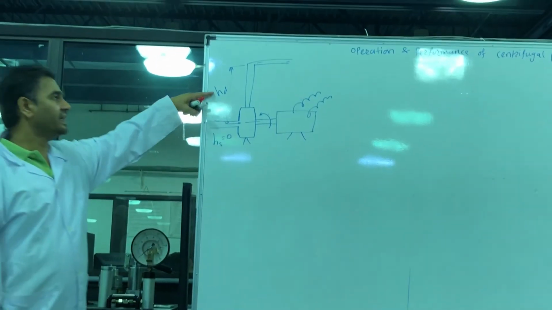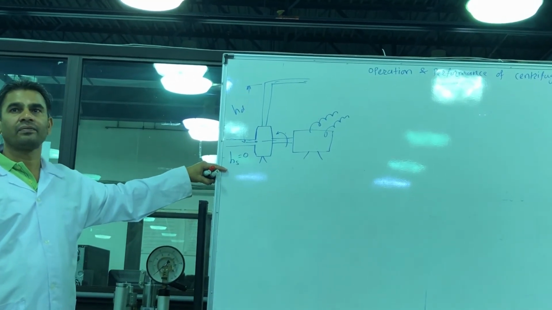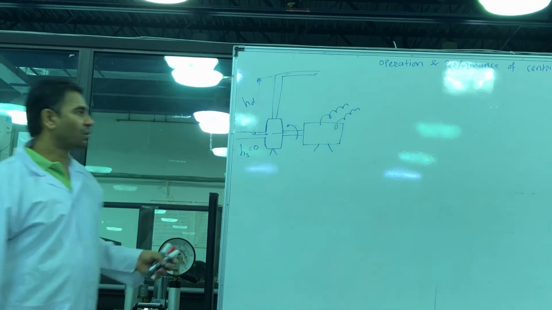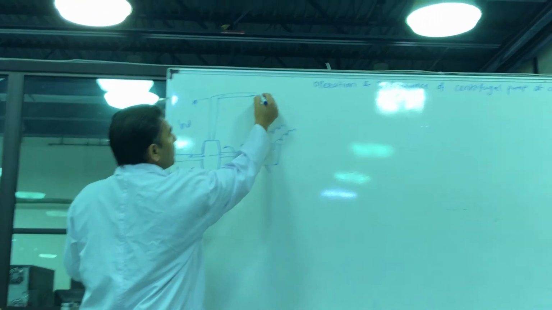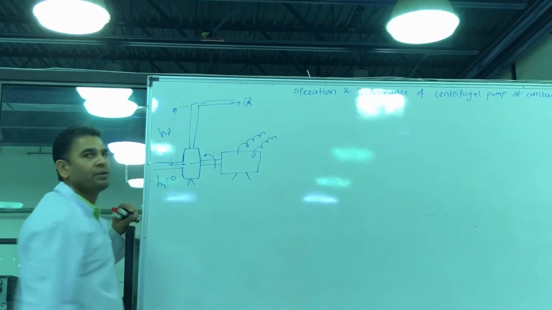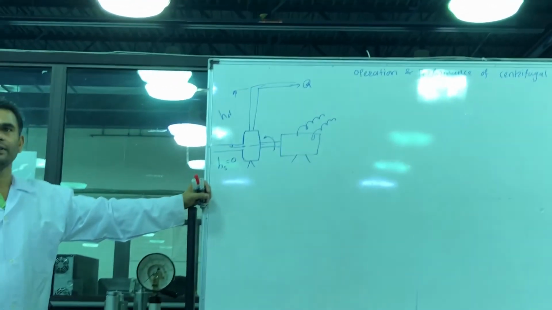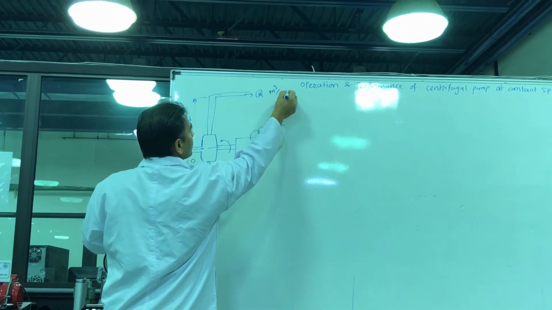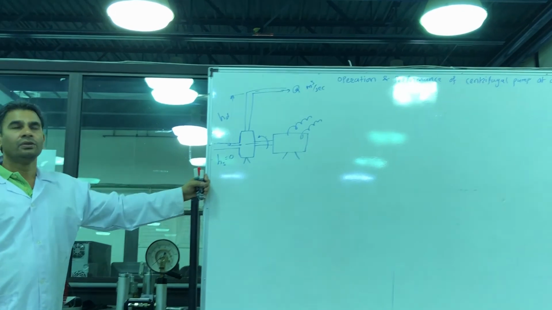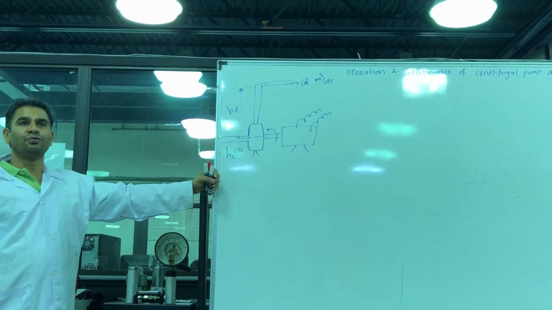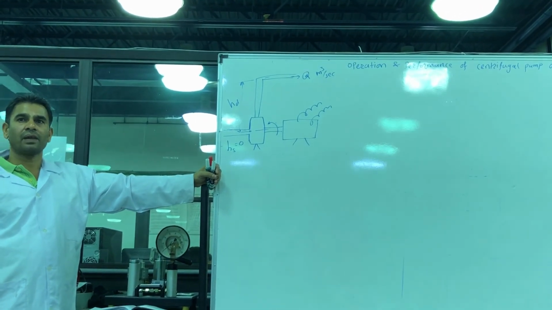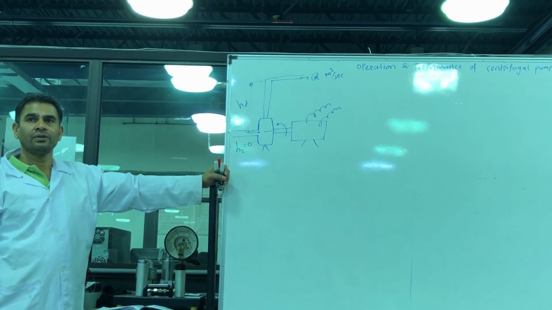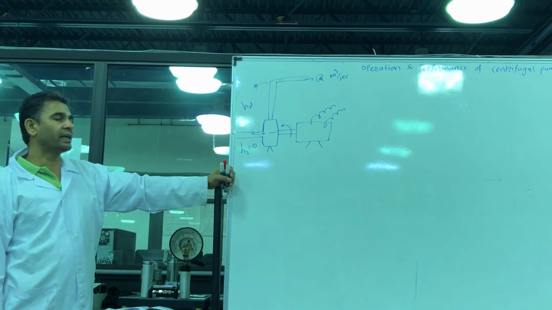So total head is HD plus HS, so total head is nothing but HD. This is the total head produced. If this pump is pumping Q flow rate, volume flow rate in meter cube per second, our objective is to find out the input power, output power, head, and discharge. So how can we calculate this?